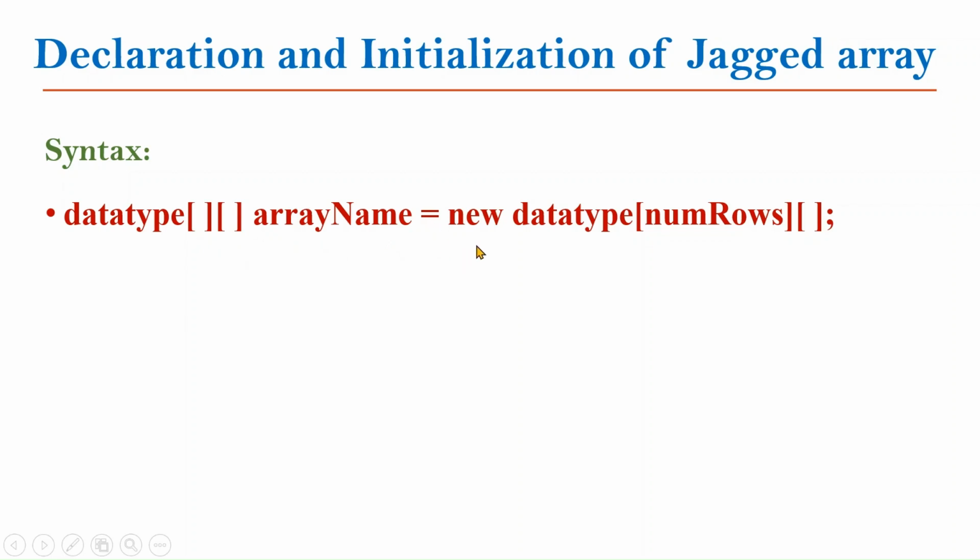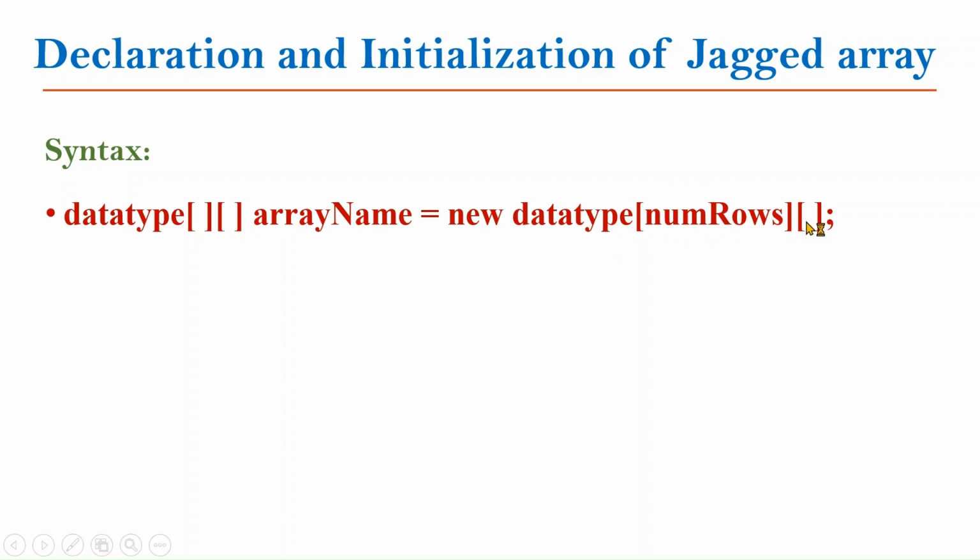Assigned with the assignment operator and new. When you write new, memory is allocated dynamically at runtime, and whatever data type you have been framing the array for should be written here. And here you can see the number of rows you need to specify. That is mandatory, how many rows you want. But the number of columns I'm not specifying here.